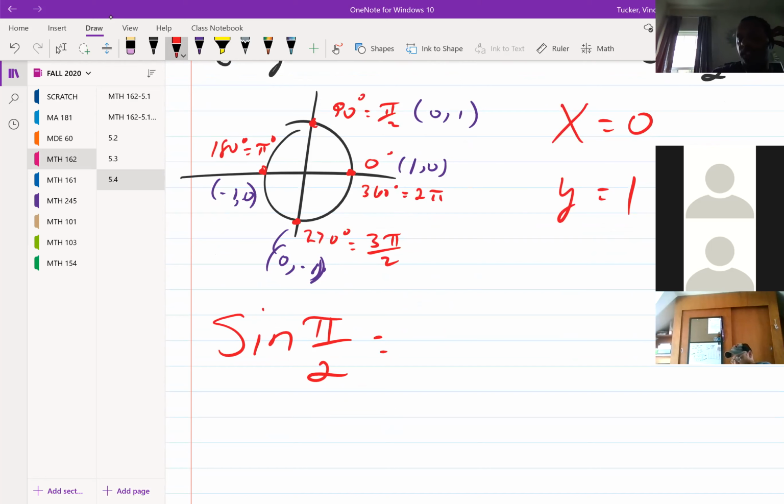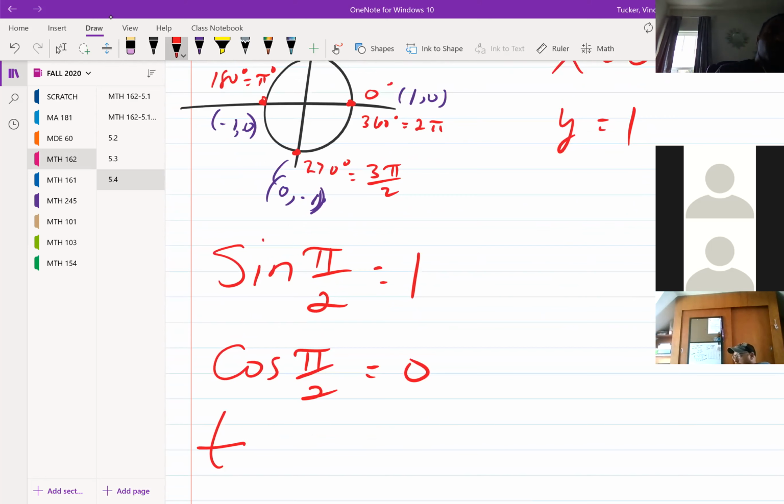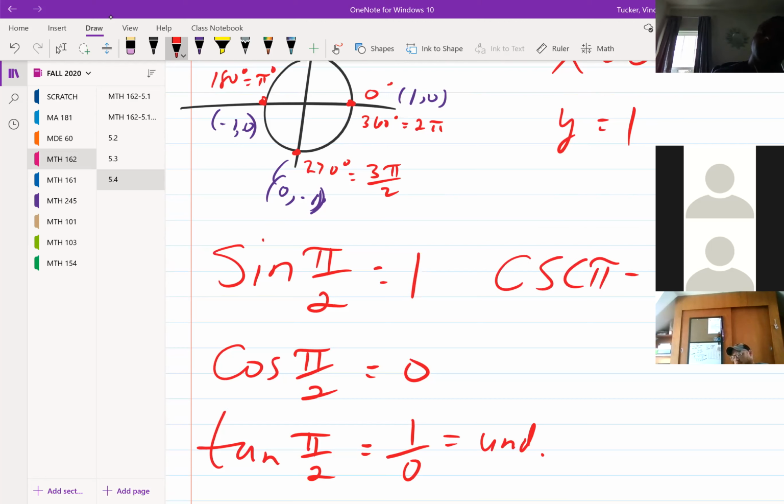So we already know what t is. They gave it to us as pi over 2, so we can write sine of pi over 2. That's going to be 1. Cosine of pi over 2 is 0. Tan of pi over 2 is y over x, which means that's undefined. Cosecant is 1 over 1, which is just 1.